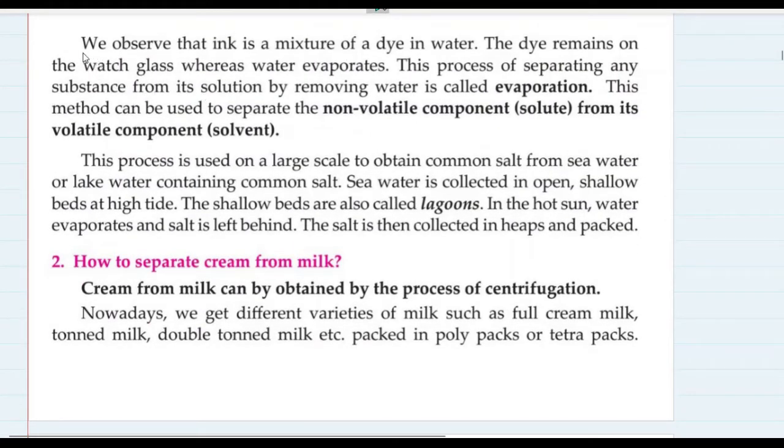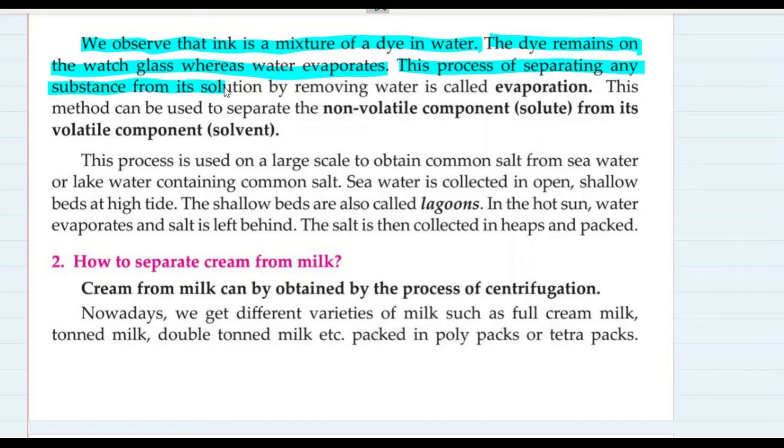Now, we observe that ink is a mixture of dye and water. The dye remains on the watch glass whereas water evaporates. This process of separating any substance from its solution by removing water is called evaporation.